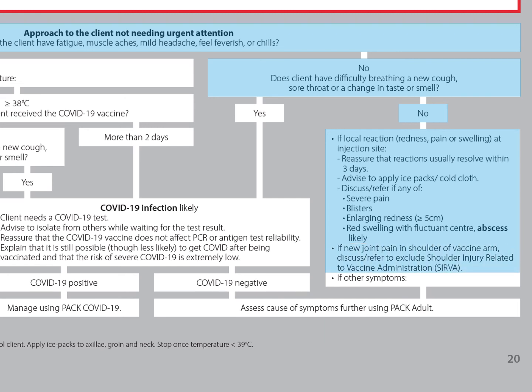If not a local skin reaction, but rather a client presents with new joint pain in the shoulder of the vaccine arm, then it's necessary to discuss or refer the client to exclude a shoulder injury related to a vaccine administration. If any other symptoms, further assessment can be done using the PAC adult clinical tool.